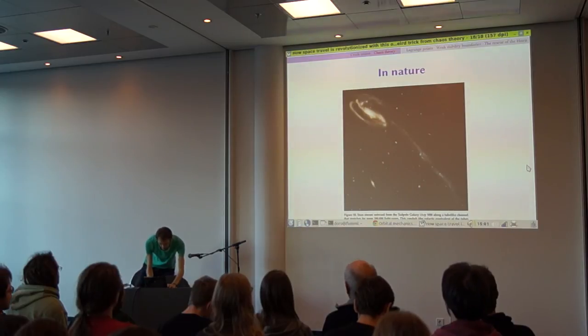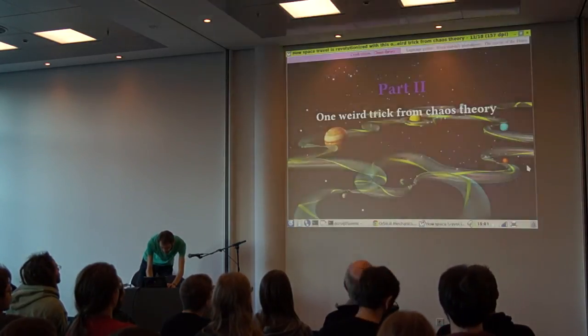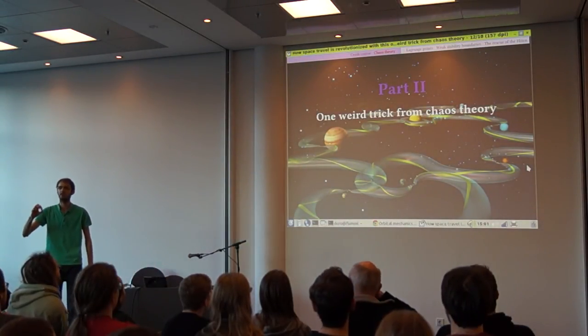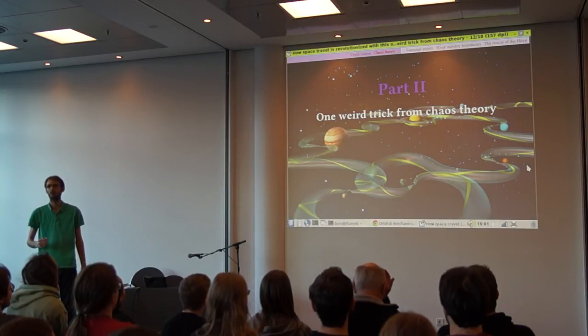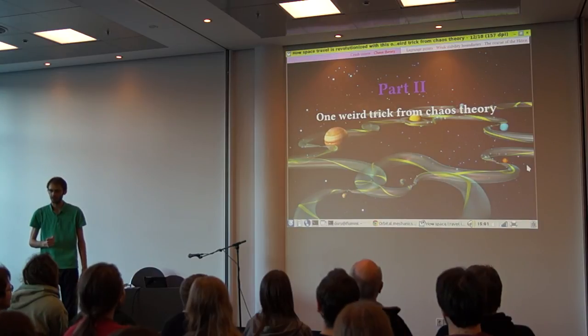And I think now it makes sense of this picture here at the beginning of part two. This is the natural interplanetary transport network. It's the closest approximation we have to true wormholes. Thank you very much for your attention.